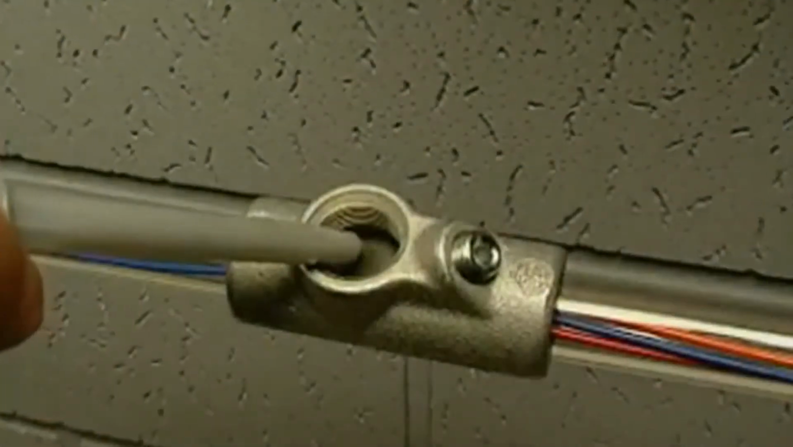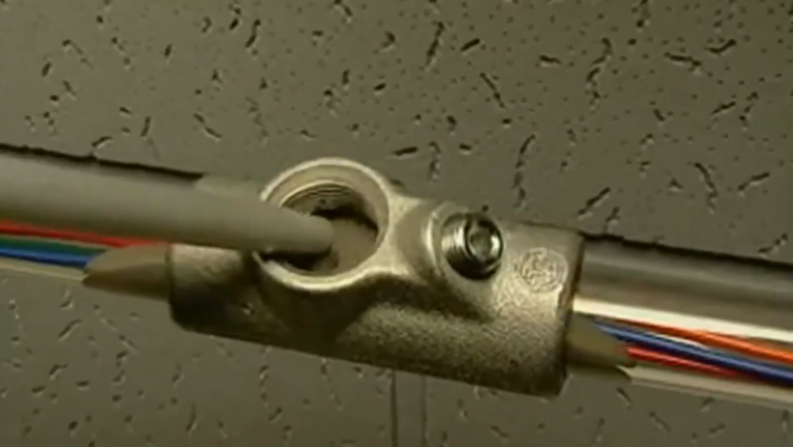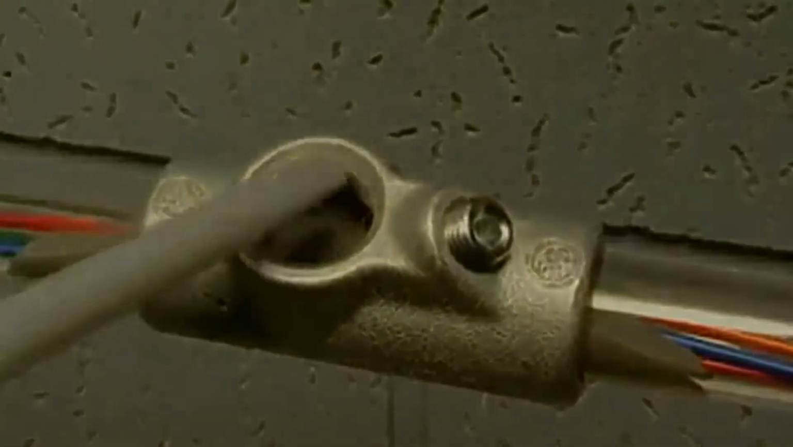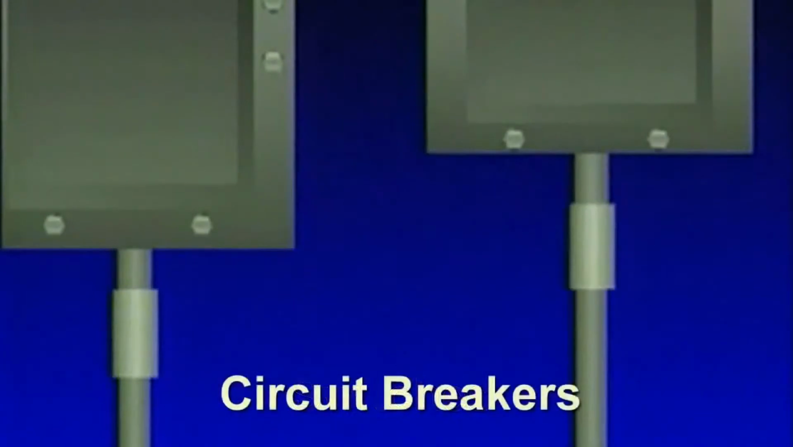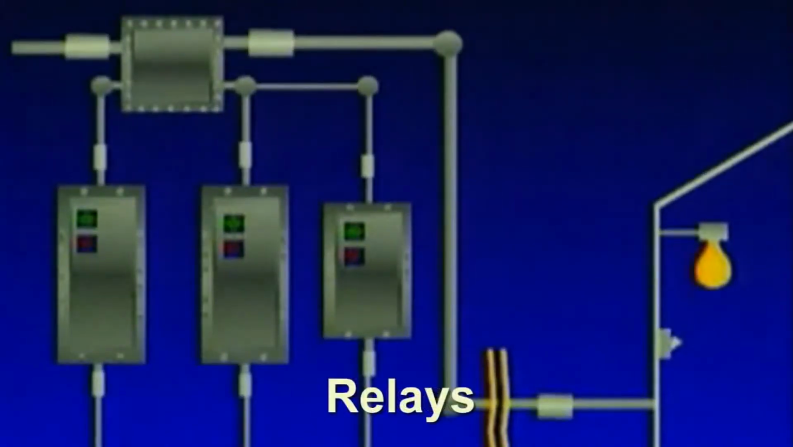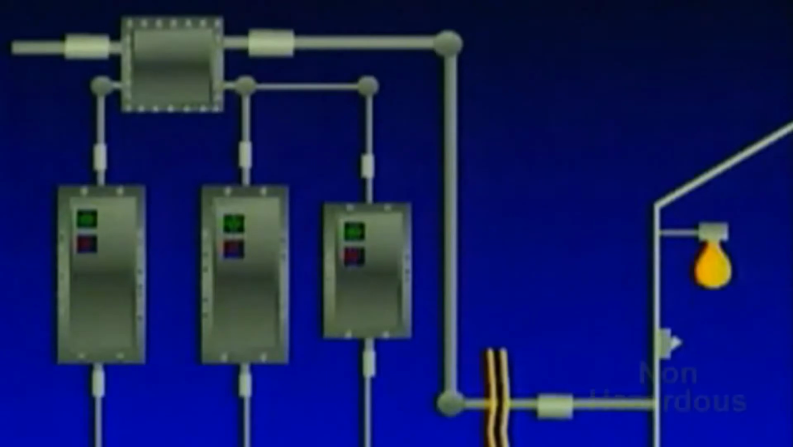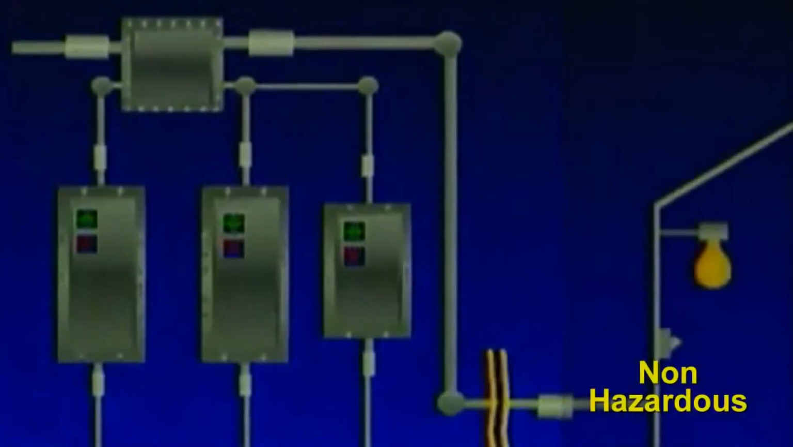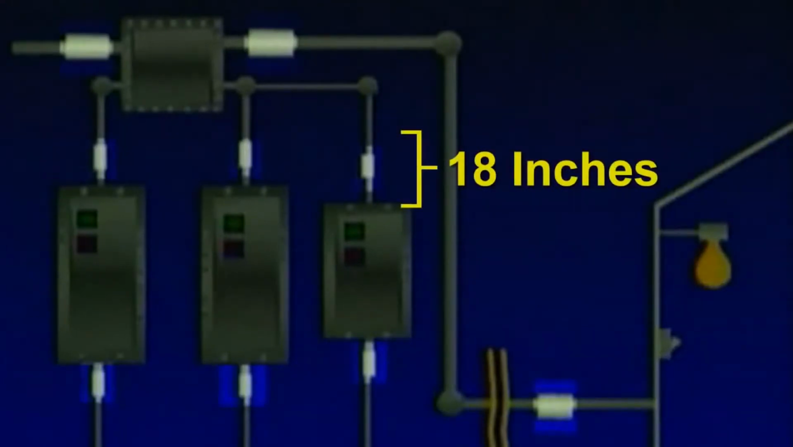Sealing fittings are designed to be filled with a chemical compound after the wires have been pulled. As the compound hardens, it seals passageways for dust and gases. Within each conduit run that enters an enclosure for switches, circuit breakers, fuses, relays, resistors, or other apparatus which may produce arcs, sparks, or high temperatures within hazardous locations, conduit seals should be placed as close as possible and in no case more than 18 inches from the enclosure.